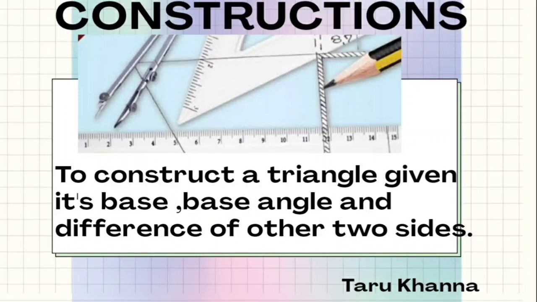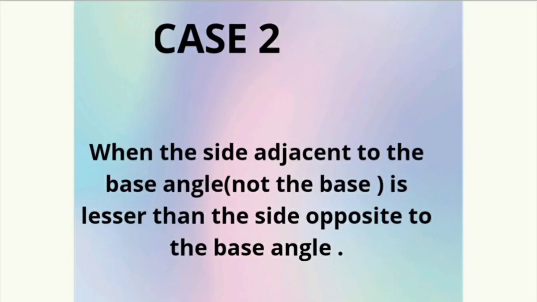Hello everyone. In this video we will learn to construct a triangle given its base, base angle and the difference of the other two sides. Here we will be considering the second case, in which the side opposite to the base angle is greater than the side adjacent to the base angle.